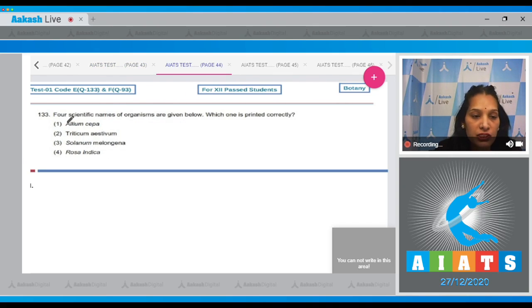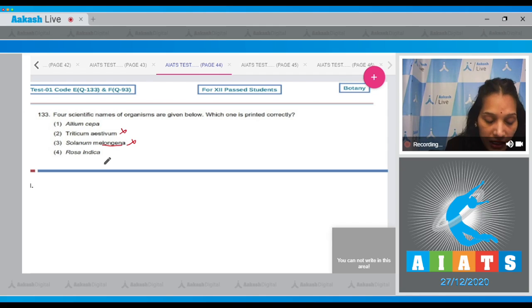Question number 133. Four scientific names of organisms are given below. Which one is printed correctly? The scientific name should consist of two words, generic name and the specific epithet. Both the names should be in italics if they are printed and should be underlined separately if they are handwritten. Here, Triticum aestivum, they are not in italics. Solanum melongena, again melongena is not in italics.